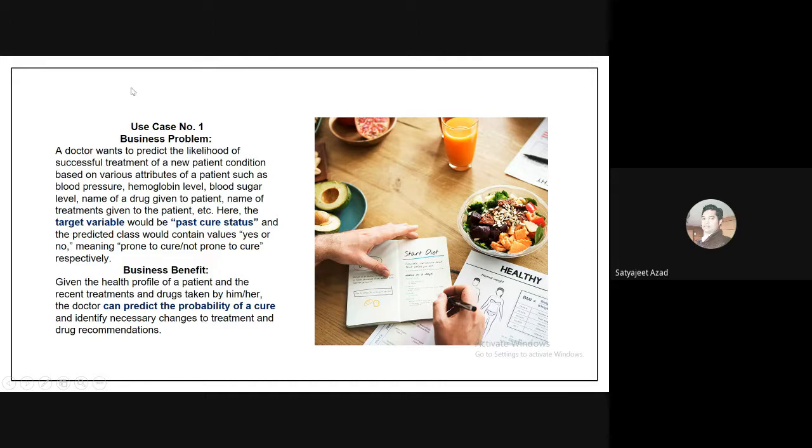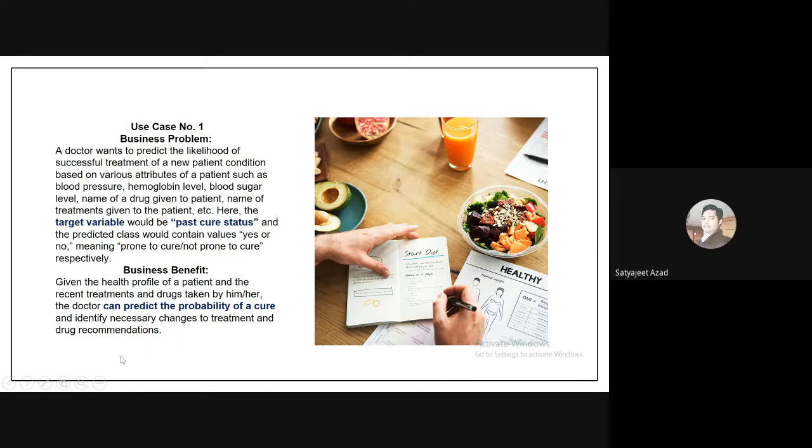So now, applying logistic regression or any classification algorithm on this historical data, what business benefit can you get out of this? For example, given the health profile of a patient, and also the recent treatment and the drugs they have been given, the doctor can predict the probability of a cure and identify the necessary changes to treatment and drug recommendations. So now you have a business problem, you have historical data, you have applied ML, DL for that matter, and then you have taken some business benefit out of that. And then you can recommend a drug.